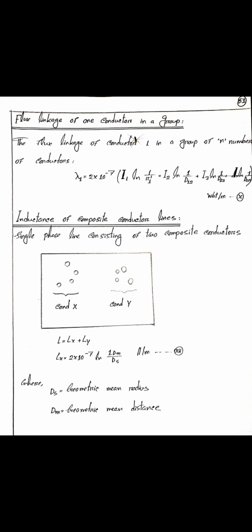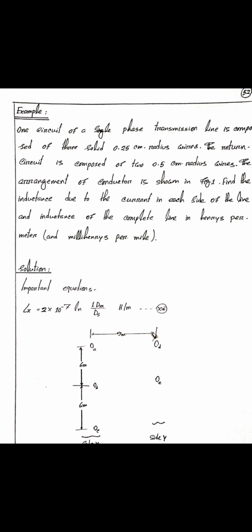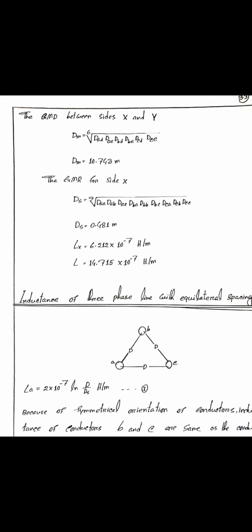Inductance of composite conductor lines. Since the single phase line consists of two composite conductors, conductor X and conductor Y, where Ds is the geometric mean radius and Dm is the geometric mean distance. Here is the example and solution. The GMR for side X.